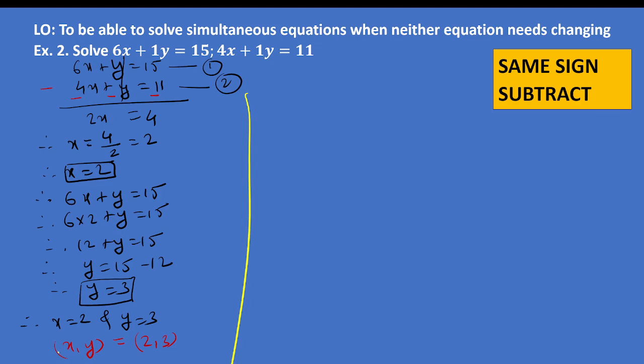Now to verify it, I'm going to check whether x equals 2 and y equals 3 or not. Here I'm going to use equation number 2, which is 4x plus y equals 11. We know that this 11 remains the same throughout the calculation. So 4 into 2 plus 3, this is 8 plus 3, which is 11. Now this 11 is coming out the same, so our answer is correct.